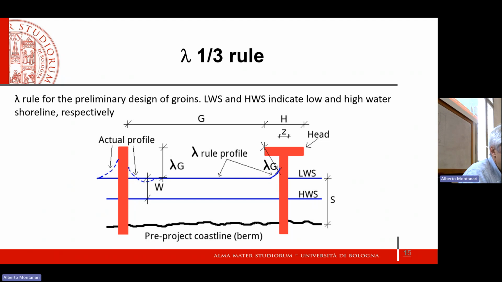And the difference between low water shoreline and the high water shoreline is generally dictated by the tide. Remember that this distance depends on the tide excursion and also the slope of the beach. Because of course, if the beach is very sloped, it requires only a short distance to compensate for the difference in elevation between the low water shoreline and the high water shoreline. So W depends on the difference HWS minus LWS and the slope of the beach. I think this is everything we needed to summarize with respect to what we did last time.